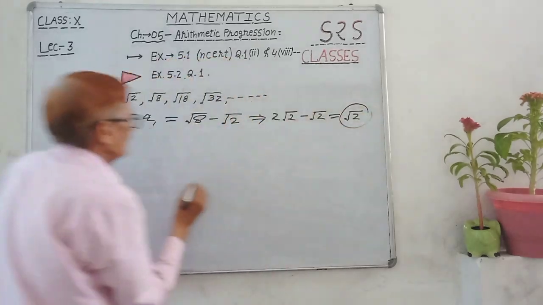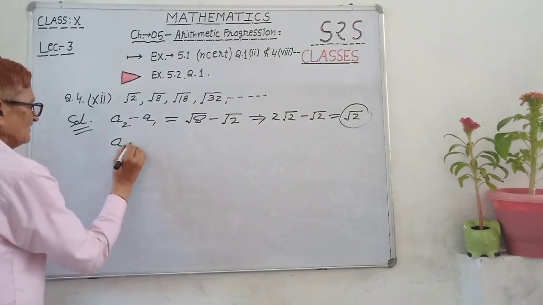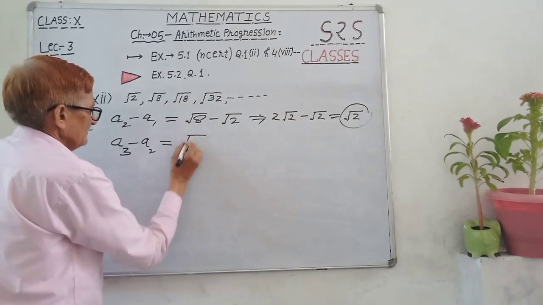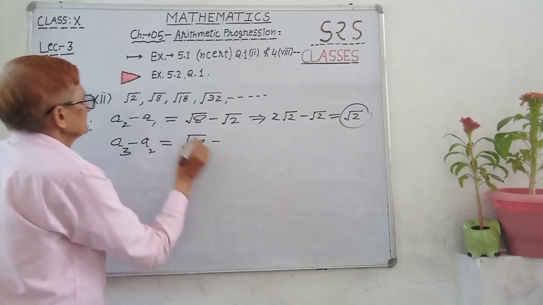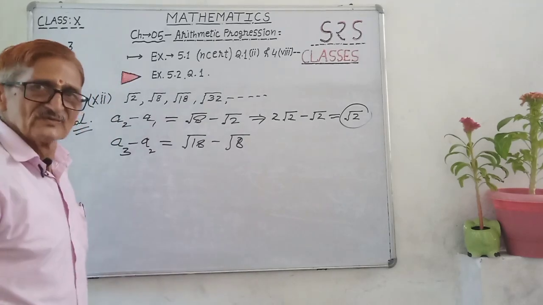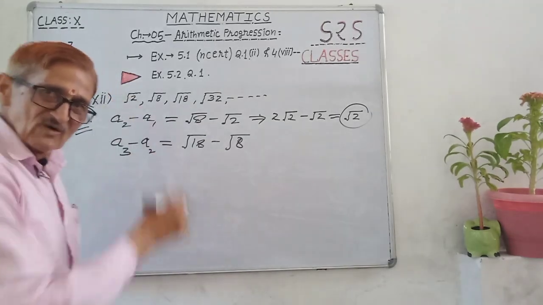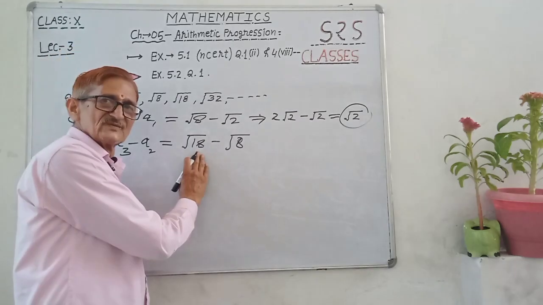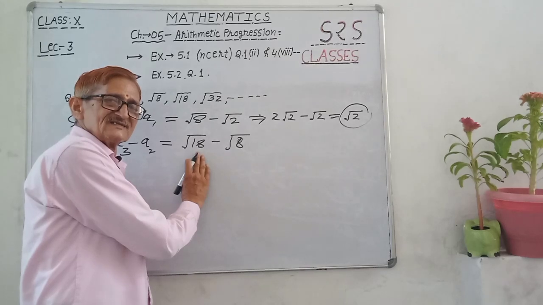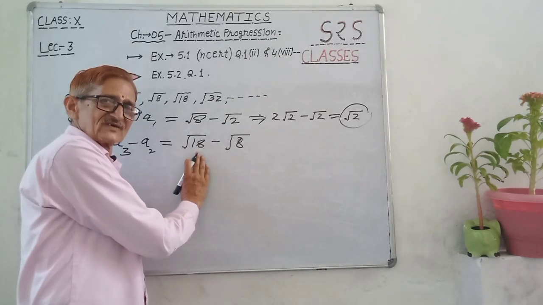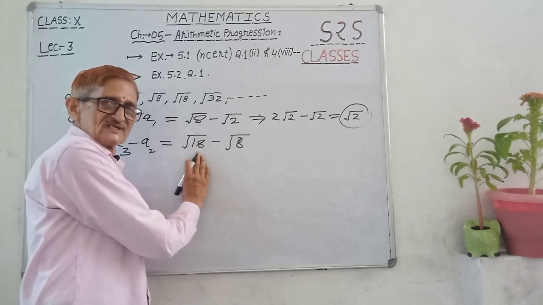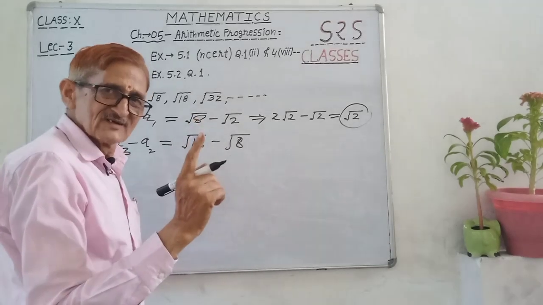Okay, now a3 minus a2, we should check a3 root 18 minus root 8. Okay, a3 minus a2 term, second, third. Okay, now root 18 factor 2 3 ja 6 3 ja 18, 3 3 ja 9 2 ja 18. Okay, 2 into 3 into 3. ओके, तो 3 3 डबल हो गए, तो एक आ गया उनमें से कॉमन, तो 3 रूट 2.